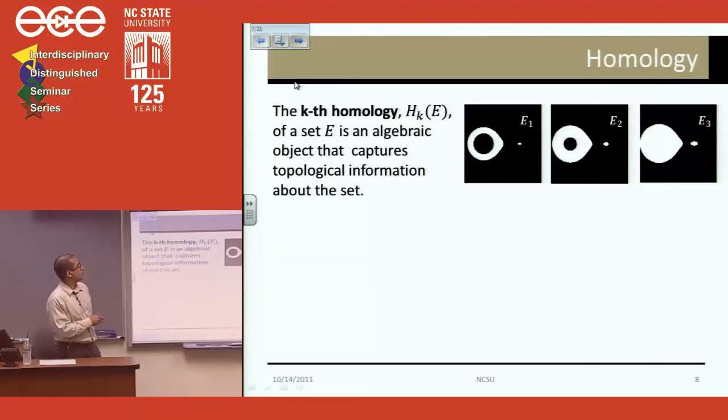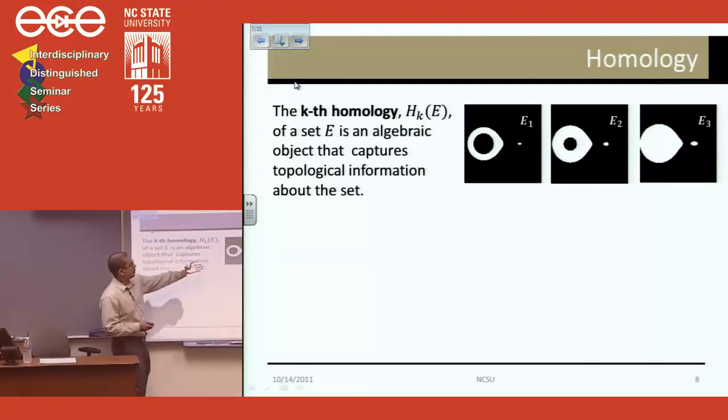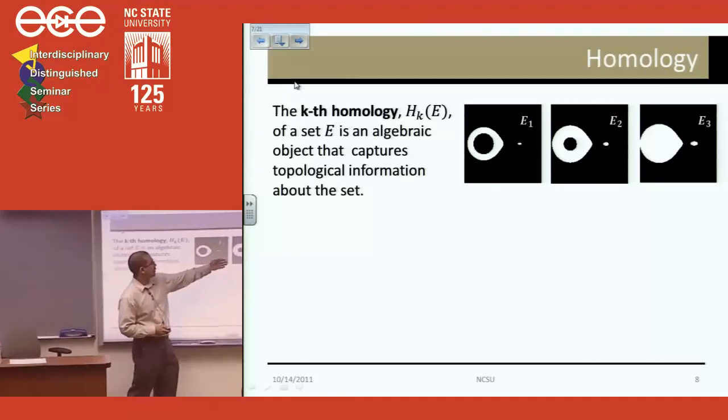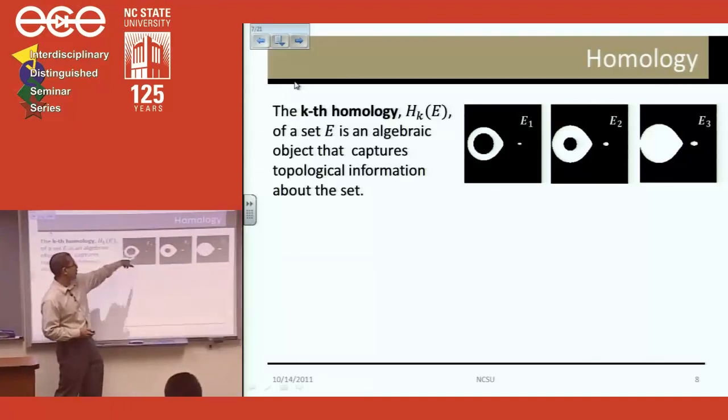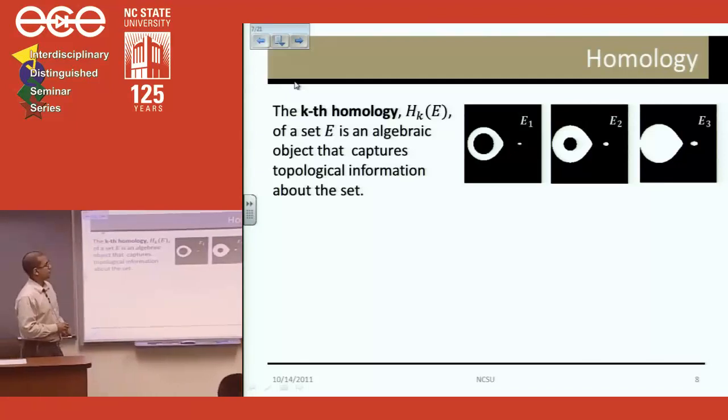So first, let me introduce a couple of these concepts, in particular the concept of homology. And here, in a few words, this is what homology is. The kth homology of a particular set E, denoted H sub k of E, is an algebraic object that captures topological information about the set. So that's very general. But let's look at three given examples in here. We have a set E1, E2, E3, where the set is the actual white space, in these black regions in here.